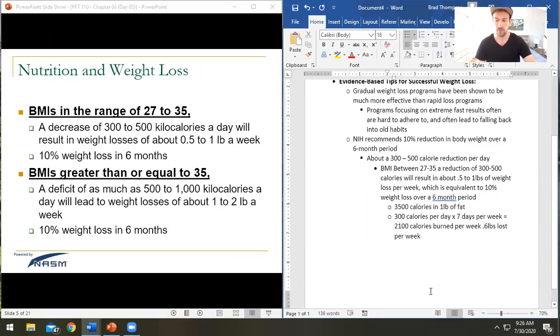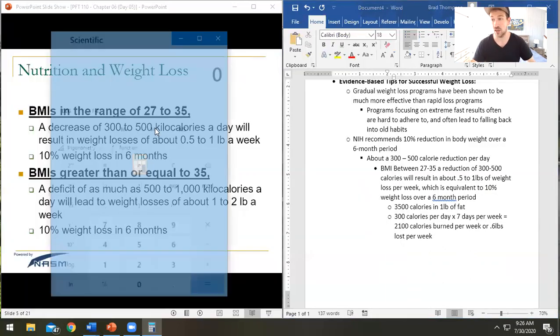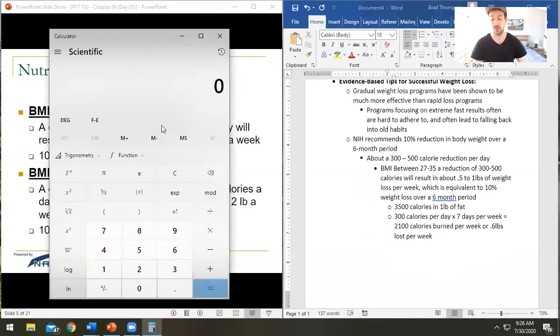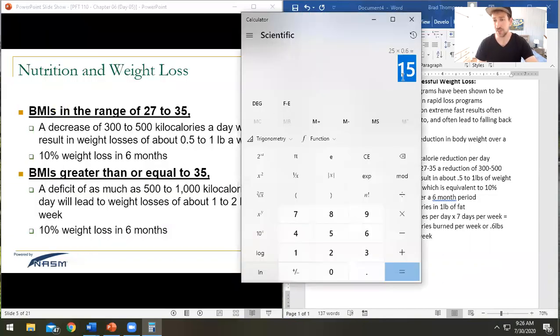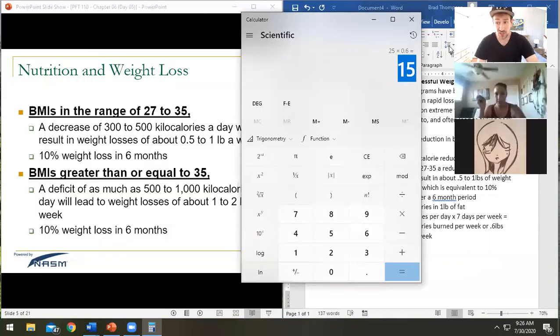Now if we look at that, 0.6 pounds, we look at the number of weeks that are in 6 months, that's going to be about 25 weeks-ish. So 25 times 0.6, that's going to be about 15 pounds. And so that's 15 pounds lost over 6 months, by the way, which actually is not a bad rate when you think about it. 15 pounds is a dramatic difference.